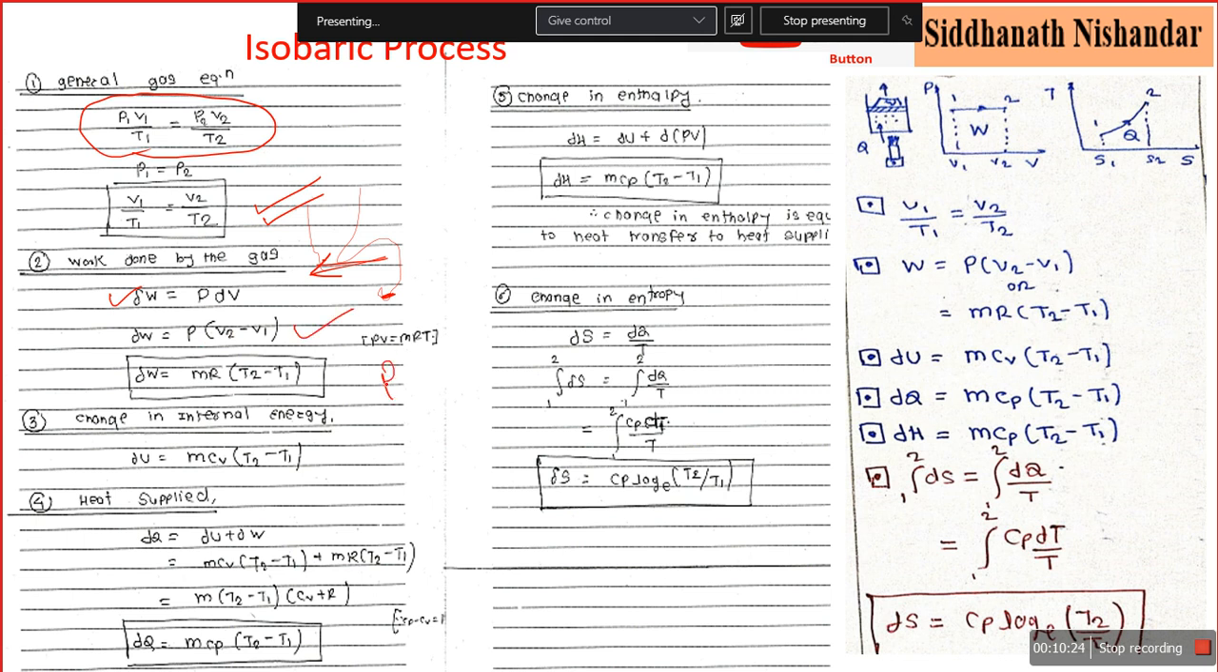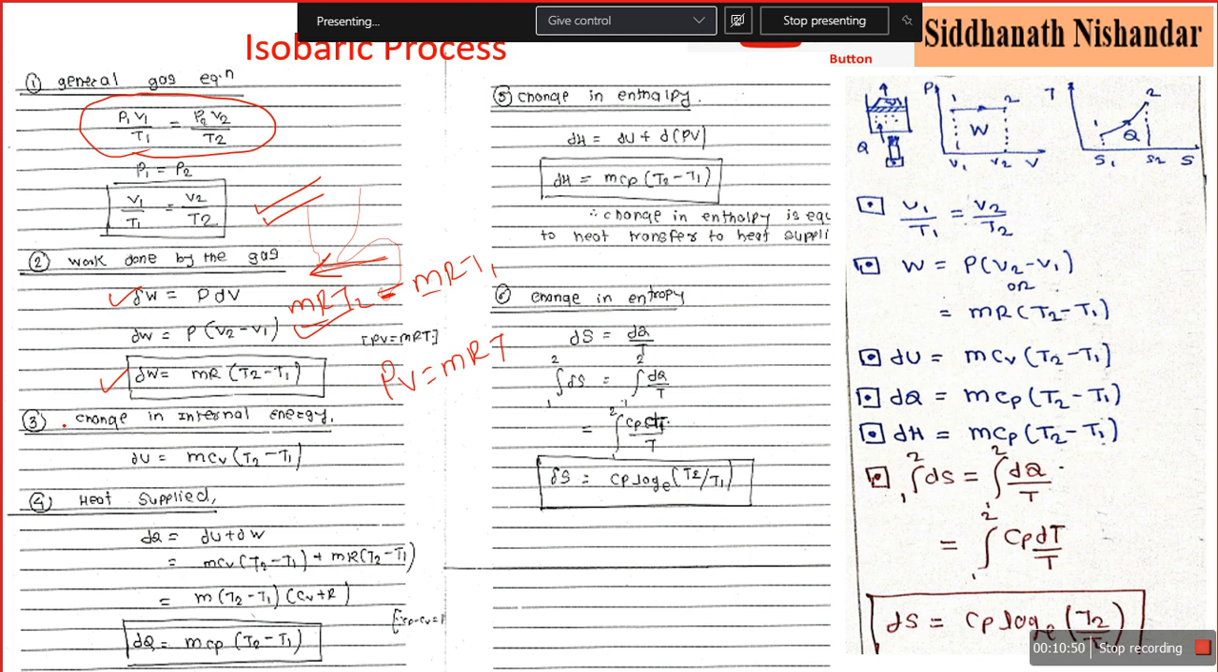And we know that PV is equal to mRT. So PV2 is equal to mRT2. Here the equation becomes mRT2 minus mRT1. mR is constant, so mR in bracket (T2 minus T1). So this is the work done. In case of isobaric, work done is equal to mR (T2 minus T1).